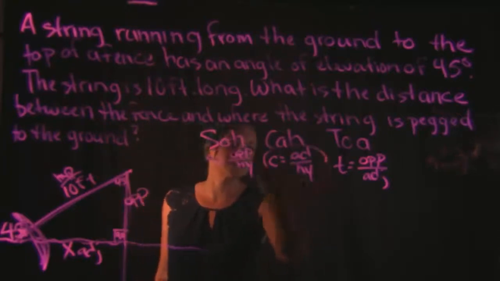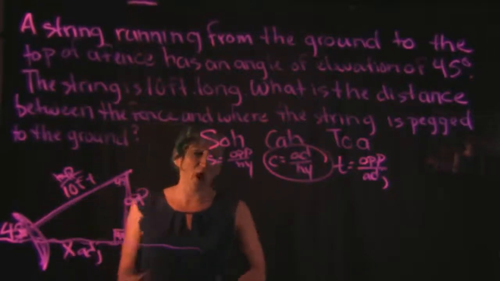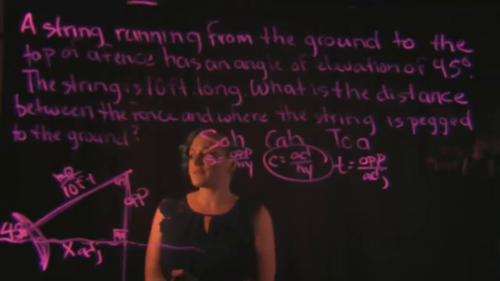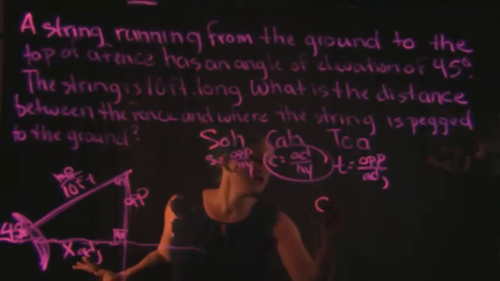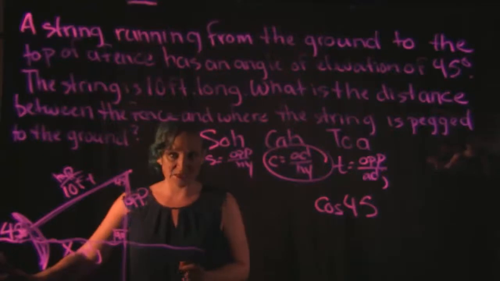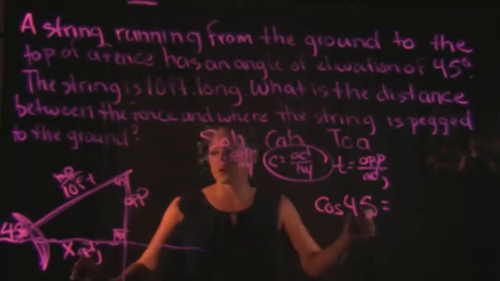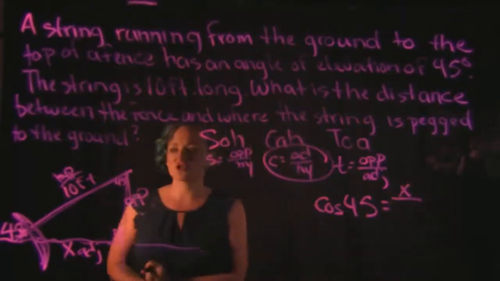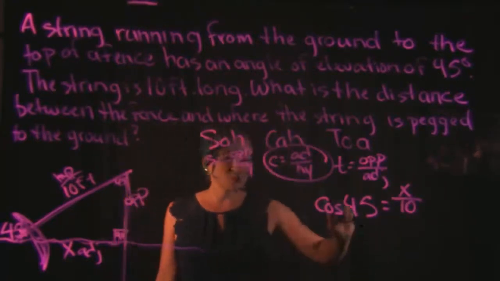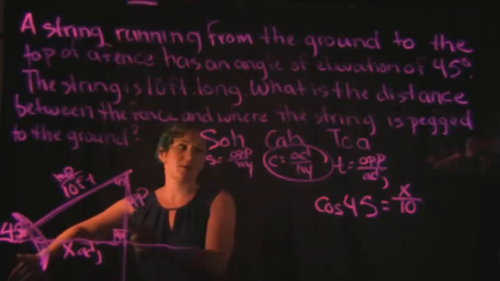That means it's going to be cosine. Cosine is equal to adjacent over hypotenuse. So we're going to be using cosine for this particular problem. We're taking cosine of 45 since that's our given angle here, and cosine is equal to adjacent divided by hypotenuse. So our adjacent is our x, what we're solving for, over our hypotenuse, which was given to us, 10. We are solving this problem for x, and then we'll know the distance between where our string was set up and the fence.